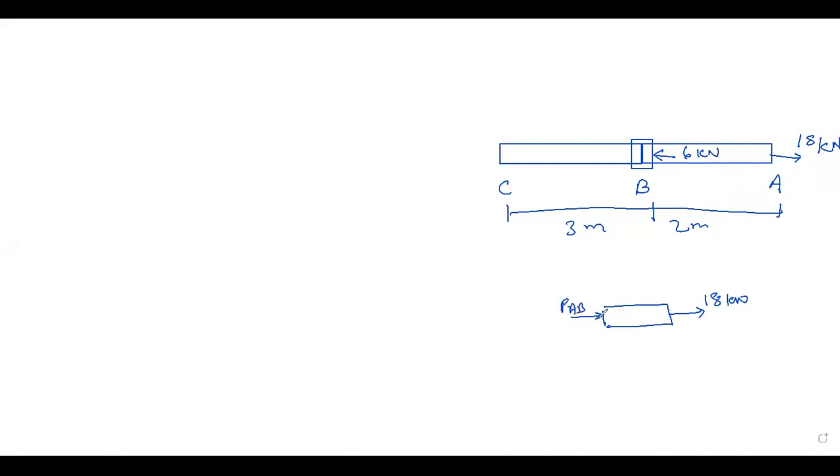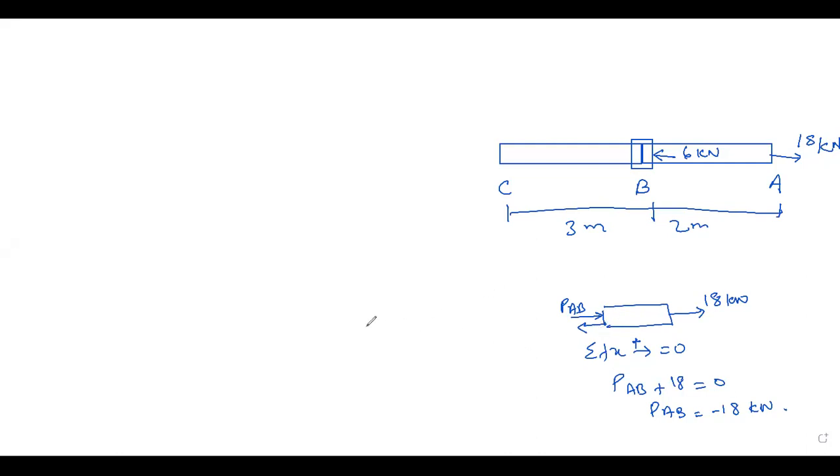Summation of forces in the direction of X, with this one positive, equals 0. So it will be PAB plus 18 equals 0. So PAB will be equal to minus 18 kilonewton, which means our assumption is wrong. We have to assume in this direction. So our sign convention is reversed. PAB is in this direction. Anyway, this is a tension, which is positive.